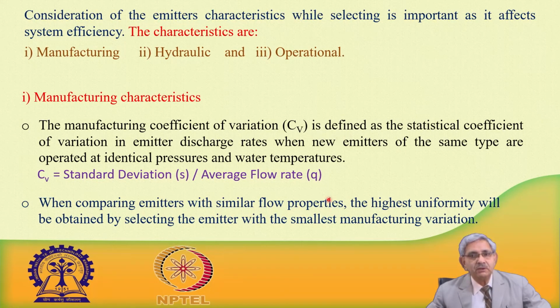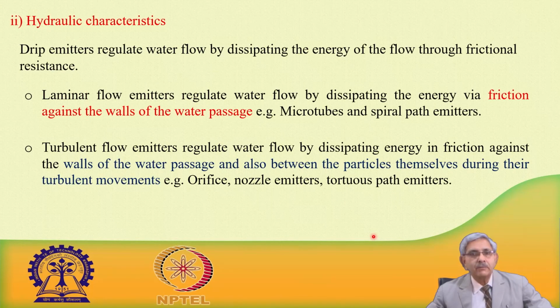Evaluation means that from the lot when the manufacturing is being done, 25 samples are taken randomly, and then the coefficient of variation is evaluated. The coefficient of variation is obtained by taking the standard deviation of the flow rates divided by the average flow rate. When comparing emitters with similar flow properties, the highest uniformity will be obtained by selecting the emitter with the smallest CV value, that is the manufacturing coefficient of variation.